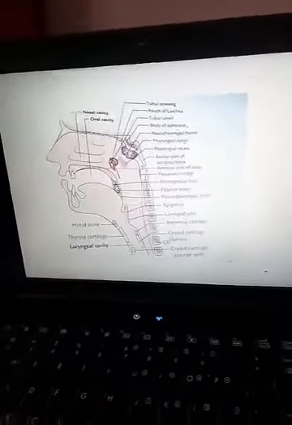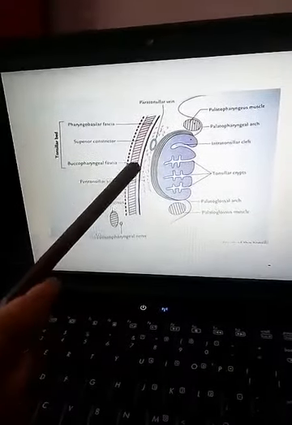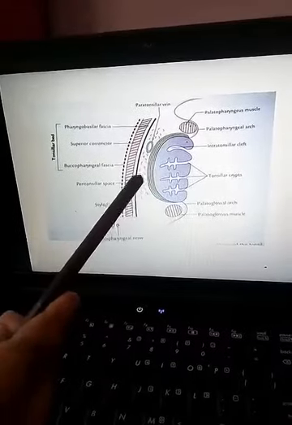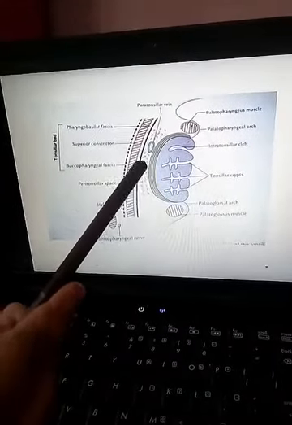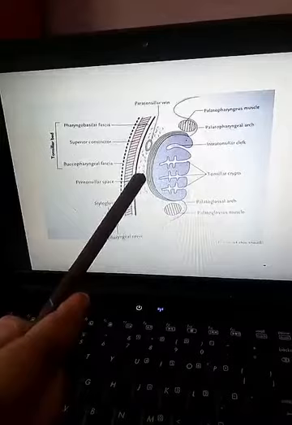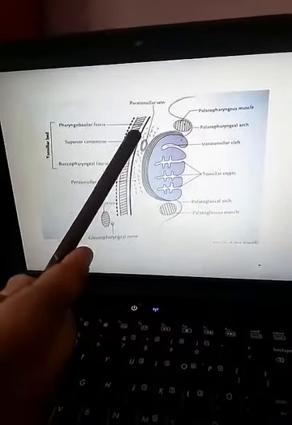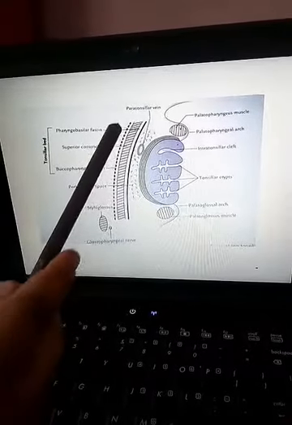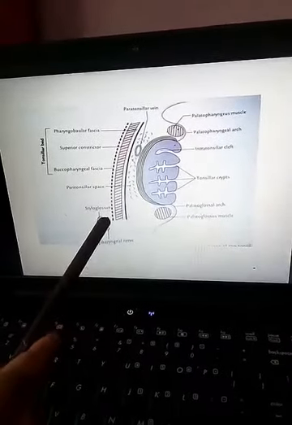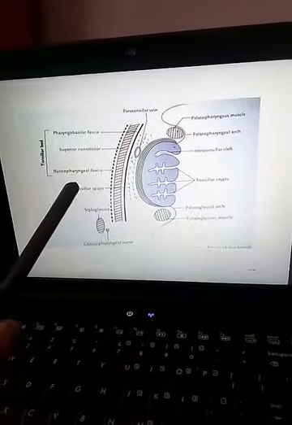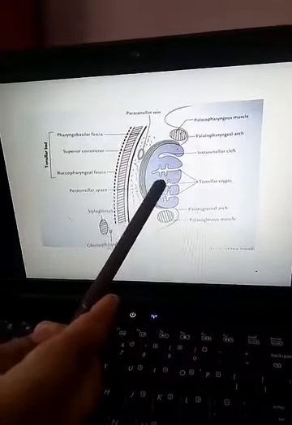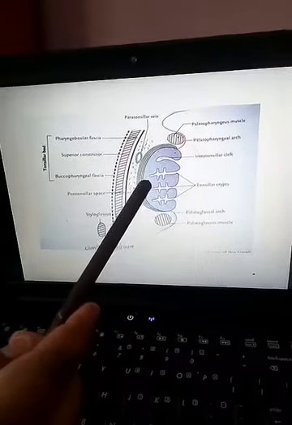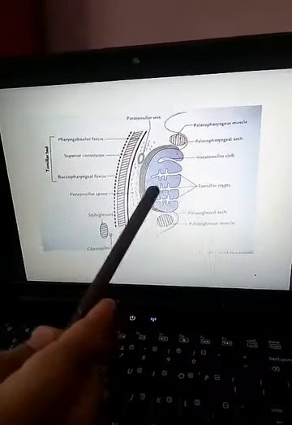Now the tonsillar bed is formed from within outwards by the pharyngobasilar fascia, the superior constrictor muscle, and the buccopharyngeal fascia. The tonsil presents a medial surface. It is free and bulges into the oropharynx. It consists of crypts.